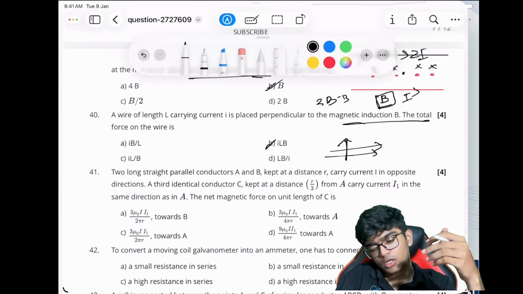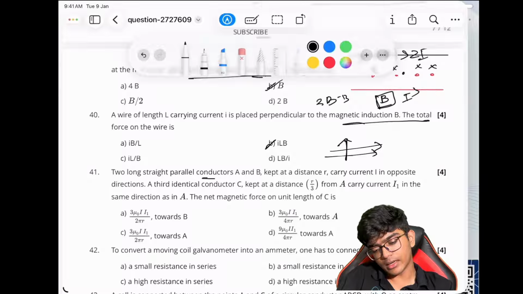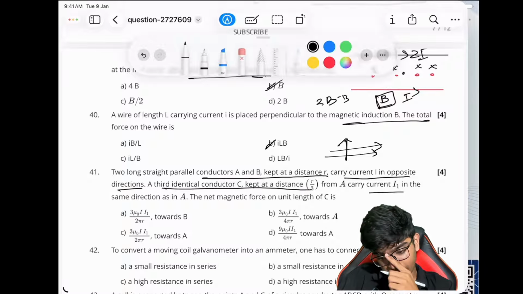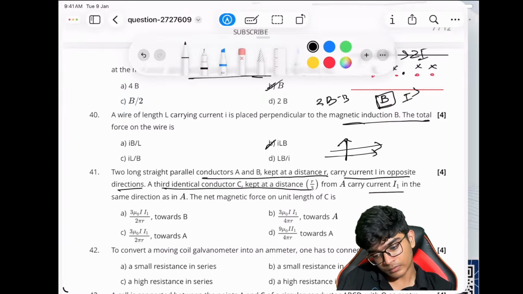Two long straight parallel conductors A and B are kept at distance r, carrying current I in opposite directions. A third identical conductor is kept at distance r by 3 from A, carrying a current of I1 in the same direction. They are asking for the net magnetic force. Take the length as infinity.